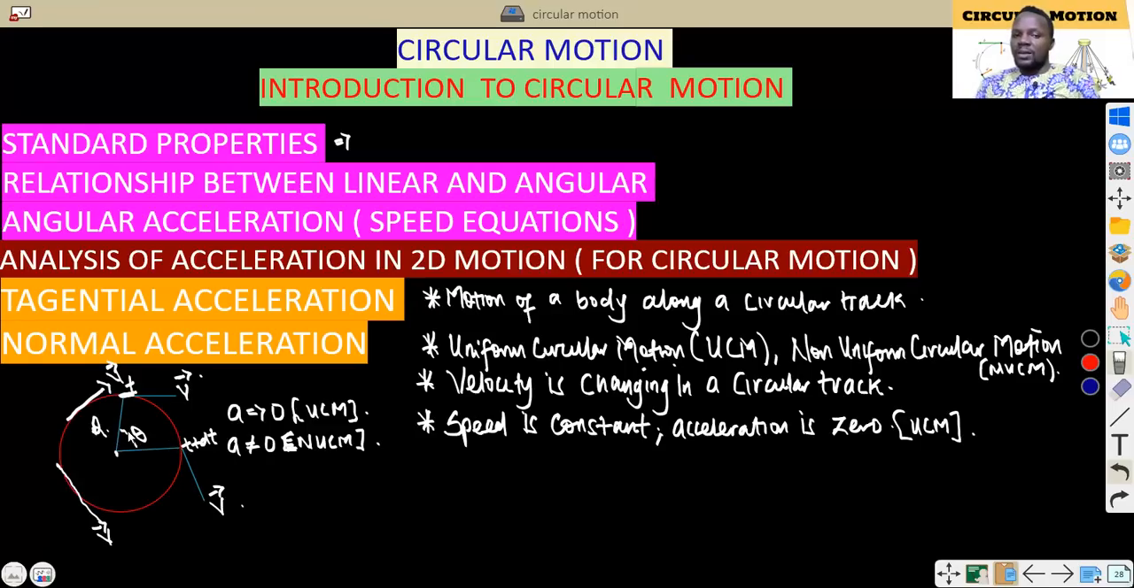So the first parameter we are going to talk about, because we're talking about standard properties, is that it is moving at different velocity along a circular track. Fine, we have discussed that. And the direction of the body: if it is a uniform circular motion, it's not accelerating. That means the direction of the force is acting inward.